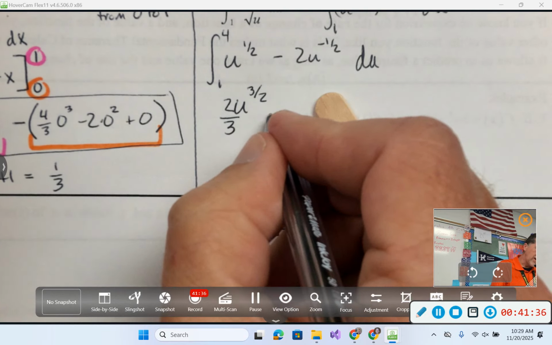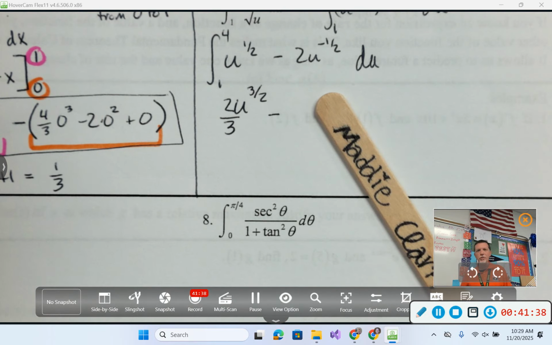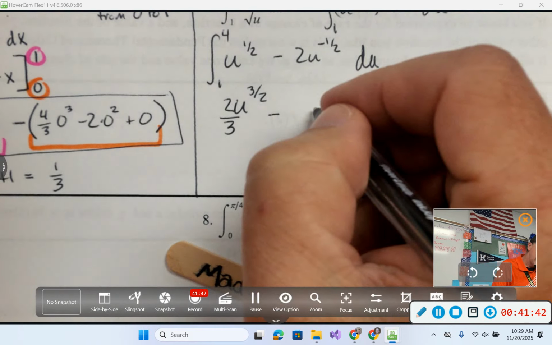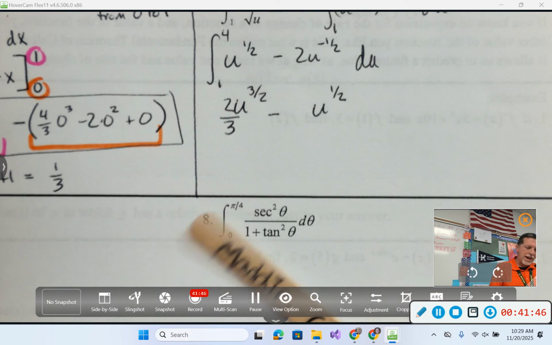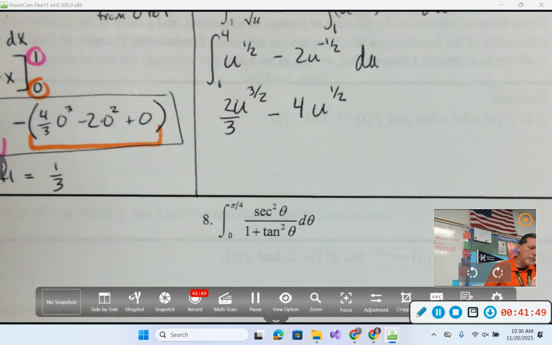Maddie, how about the antiderivative of 2u to the negative 1/2? 4 u to the 1/2. Increase the power by 1. And when we divide by 1/2, yeah, that would get us to 4. With an indefinite integral, when we didn't have limits, we would just put plus c and be done. That's what the last test was.